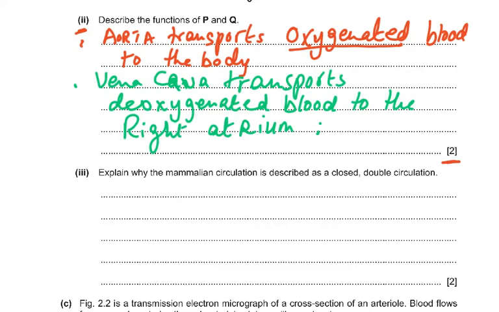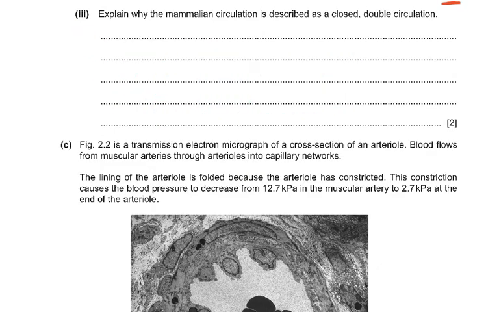So the aorta transports oxygenated blood to the body, and the vena cava transports deoxygenated blood to the right atrium. And I've given you the other alternatives as well. Aorta transports oxygenated, vena cava transports deoxygenated; blood in the aorta goes to the body, blood in the vena cava goes to the right atrium. Part 3 says explain why the mammalian circulation is described as a closed double circulation.